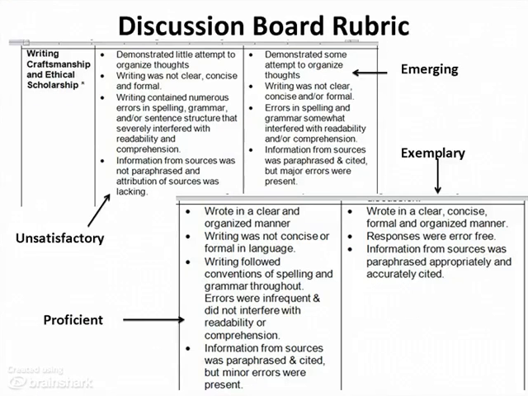This is the final part of your discussion board grade. It is on writing, craftsmanship, and ethical scholarship. It has the same categories as the top: unsatisfactory, emerging, proficient, and exemplary. Notice how, in order to be exemplary in your craftsmanship, you write in clear and concise sentences, in an organized manner. Responses were error-free. That does not mean that you can't make 1 or 2 mistakes and be classified as exemplary. It just means that your post cannot be filled with mistakes.